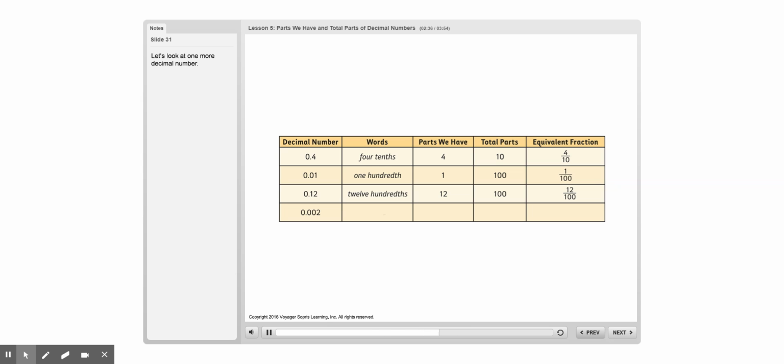Let's look at one more decimal number. We say 2 thousandths when we read this number. We have 2 parts, and there are 1,000 total parts. The equivalent fraction is 2 thousandths.